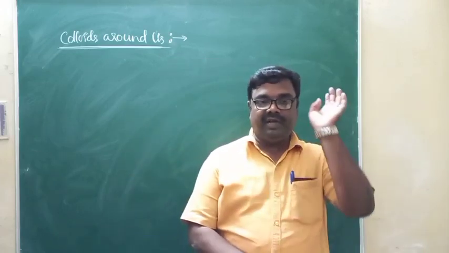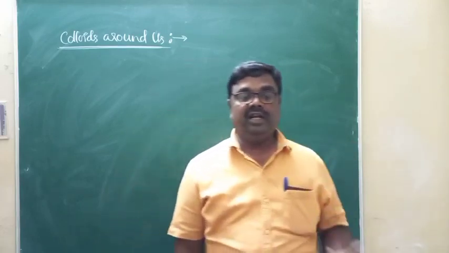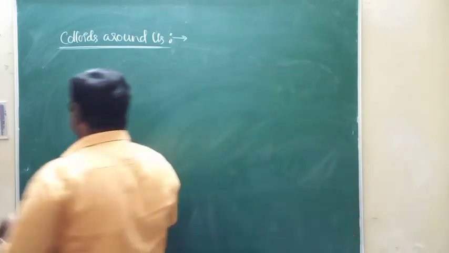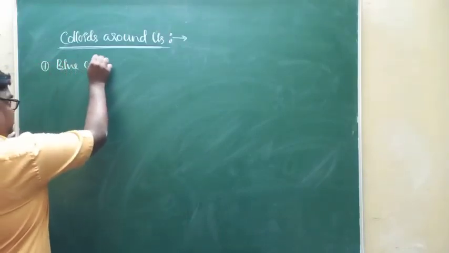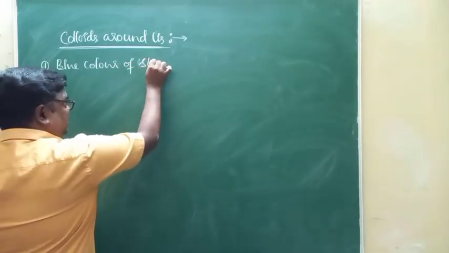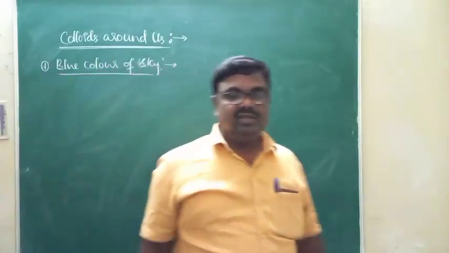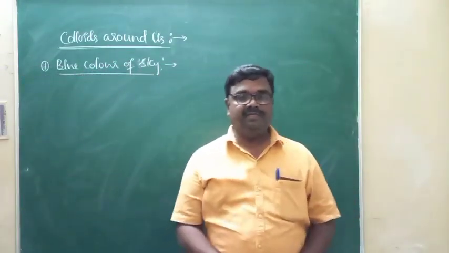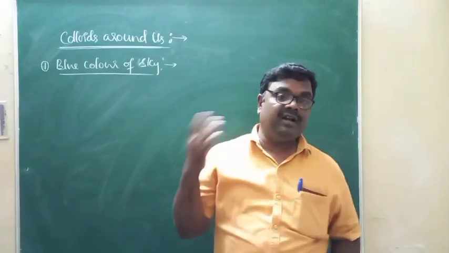Now I'm going to give some examples of colloidal systems around us in our day-to-day life. First, look at the blue color of the sky. The blue color of the sky is due to the scattering of light by the smoke and dust particles present in air. You know that the smoke and dust particles present in air are colloidal in nature.